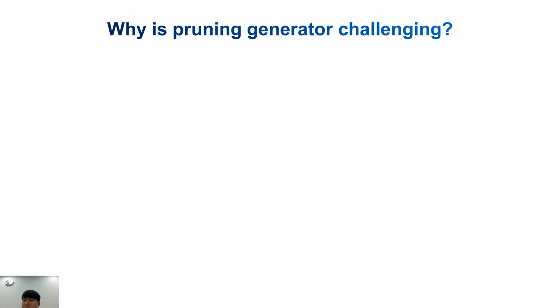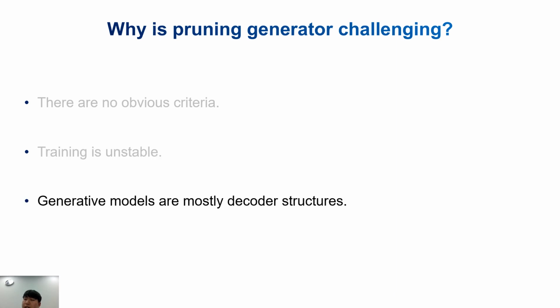So let's talk about why pruning generative models is challenging. We consider three main reasons. First, unlike classification tasks, generative models are unsupervised learning. In other words, there are no obvious criteria for what to prune in generative models. Second, compressed GANs have unstable training and performance degradation. Finally, generative models are mostly decoder structures. As a result, it is difficult to apply the traditional method focusing on this matter. For these reasons, pruning generative models is extremely challenging.